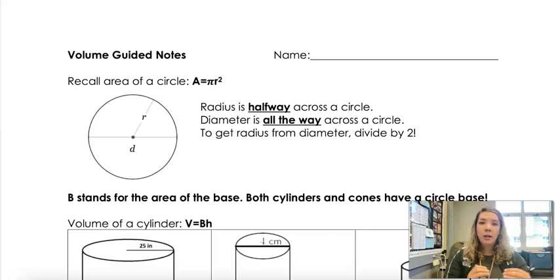So that's why at the very top here, we're recalling that the area of a circle is pi r squared. We hope that you know this, that you've seen this before. That's the area of a circle, and that's going to come into play when we're finding these volumes.